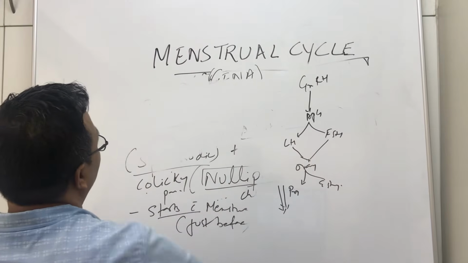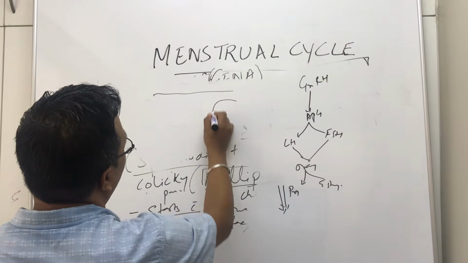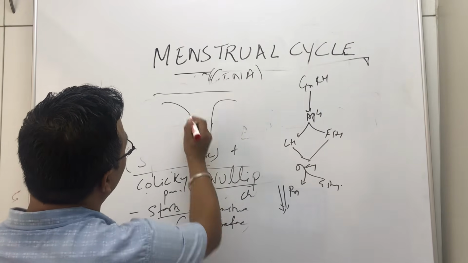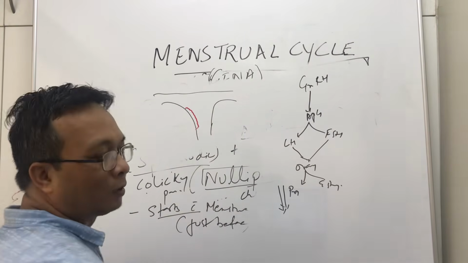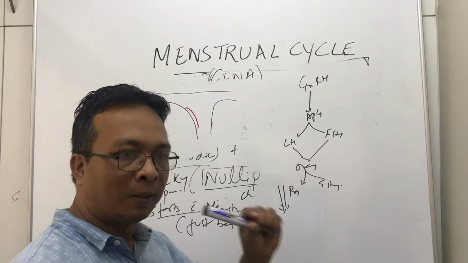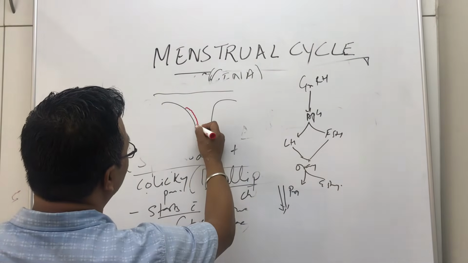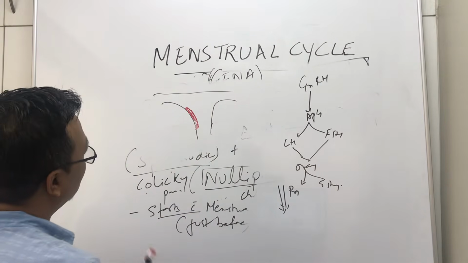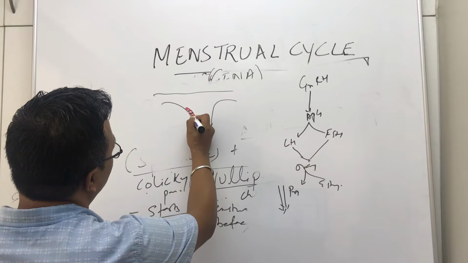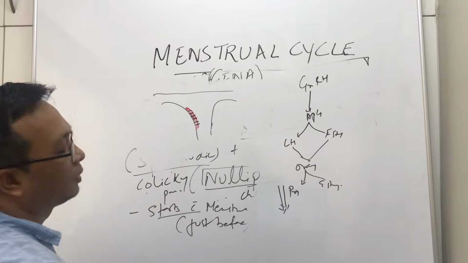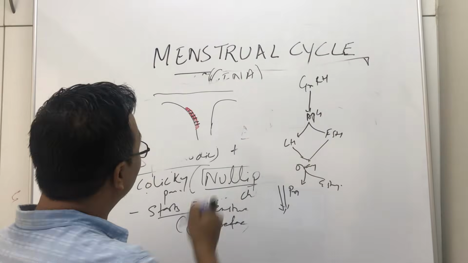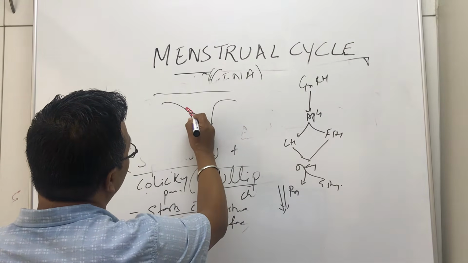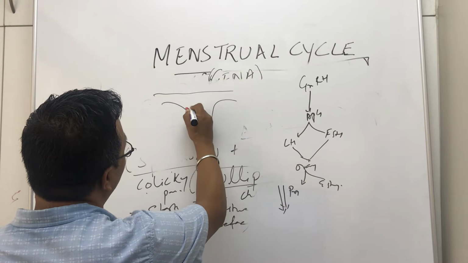Let's say this is part of the functional layer of the endometrium. The endometrium has two layers, you know, the functional layer and the basal layer. So let's say this is the functional layer. And there are these blood vessels, which are growing, and as the layer becomes thicker and thicker, they become very corkscrew shaped. Corkscrew means coiled.